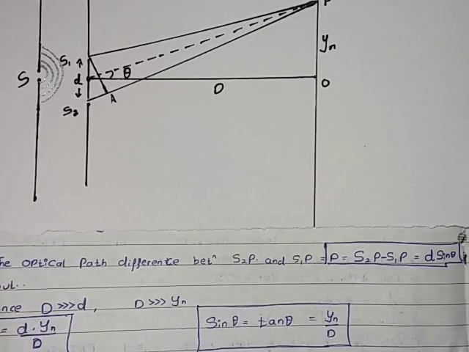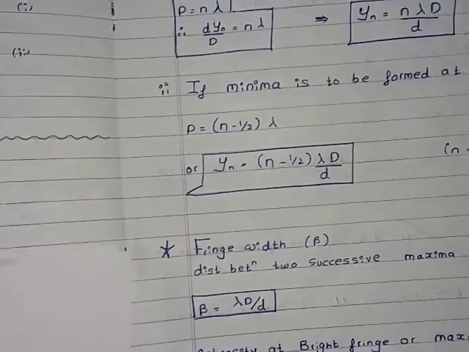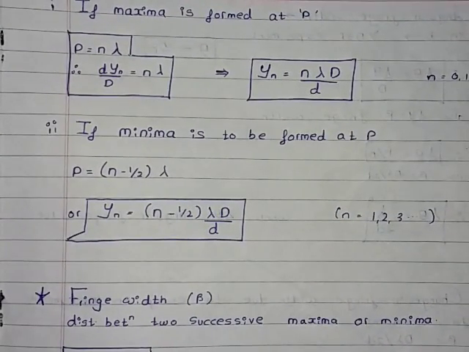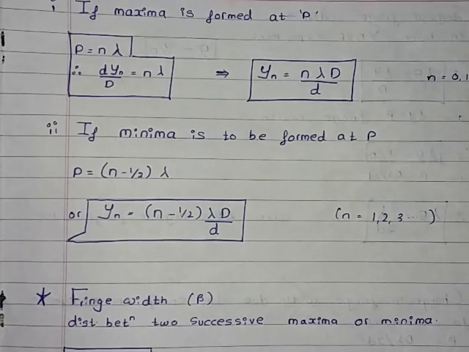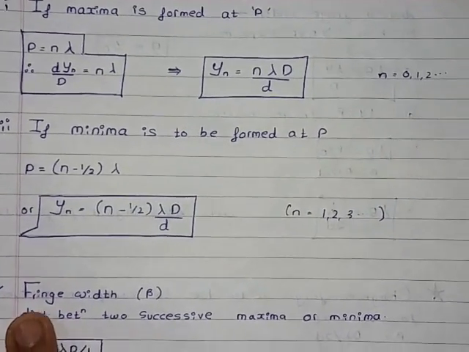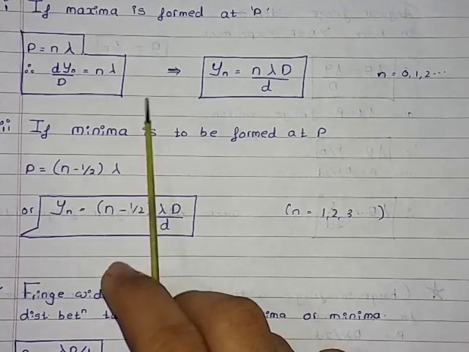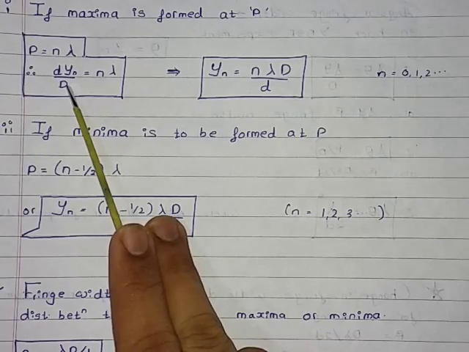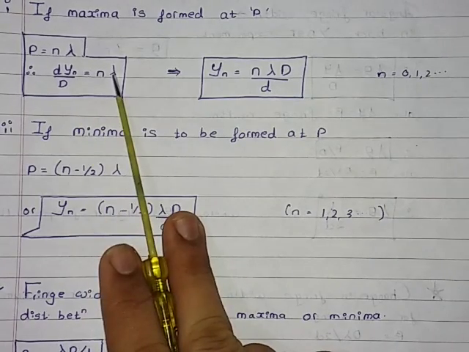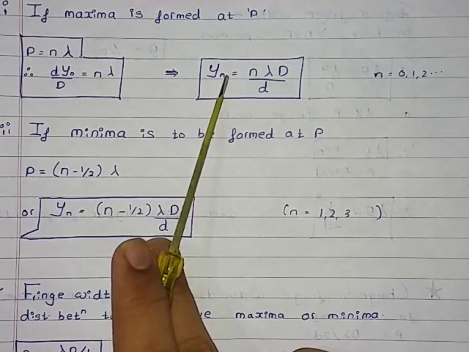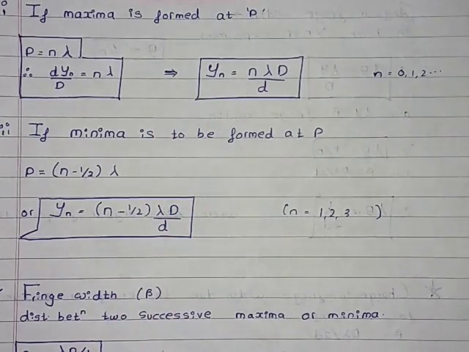And now let's learn about the maxima and minima. If a maximum is formed at P, then the path difference equals the nth multiple of lambda, where n can be 0, 1, 2 and so on. That is, small d into yn upon capital D equals n times lambda, because the path difference is this. By rearranging, yn equals n lambda D by d.